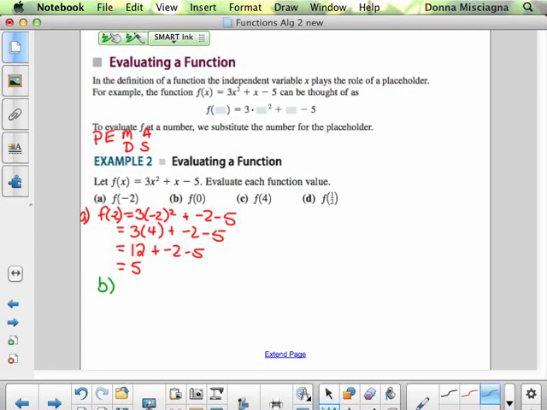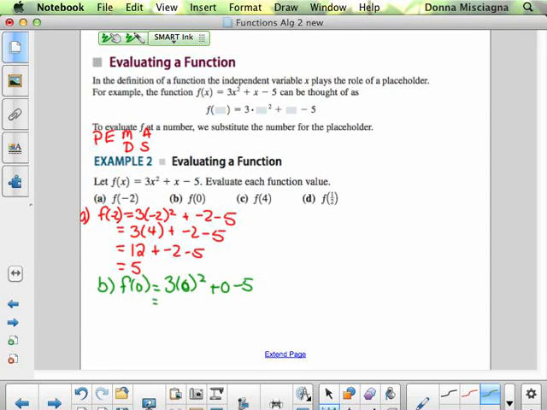All right, now I won't forget this one. f of 0. So that means we're finding the value of the function when x is 0. So we have 3 times 0 squared plus 0 minus 5. So notice I plugged in a 0 everywhere there was an x.